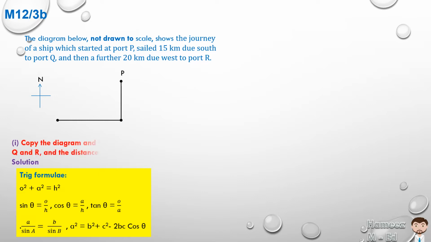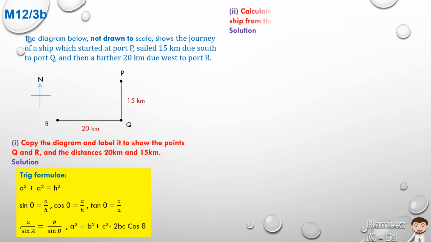So part 1 asks, copy the diagram and label it to show the points Q and R, and the distances 20 kilometers and 15 kilometers. As such, we can label them. We're starting at P, and if we head south to the next point, that is Q, and we head west 20 kilometers, that will carry us to R. Part 2 says, calculate PR, the shortest distance of the ship from the port where the journey started.